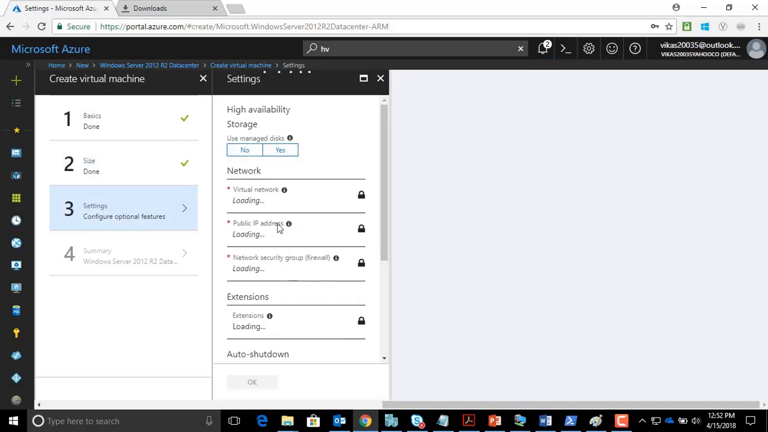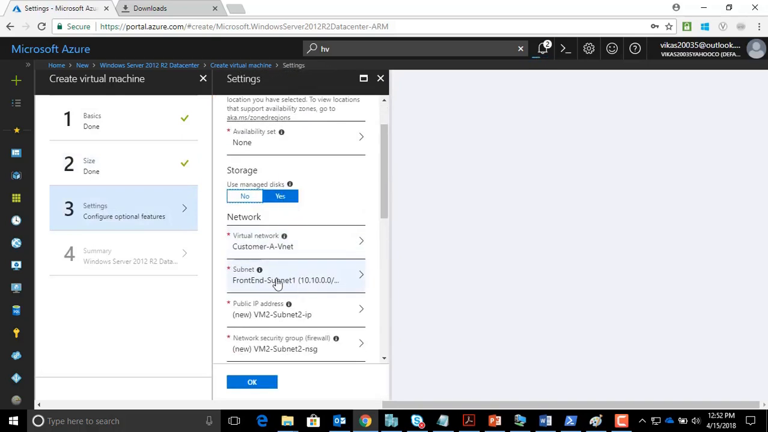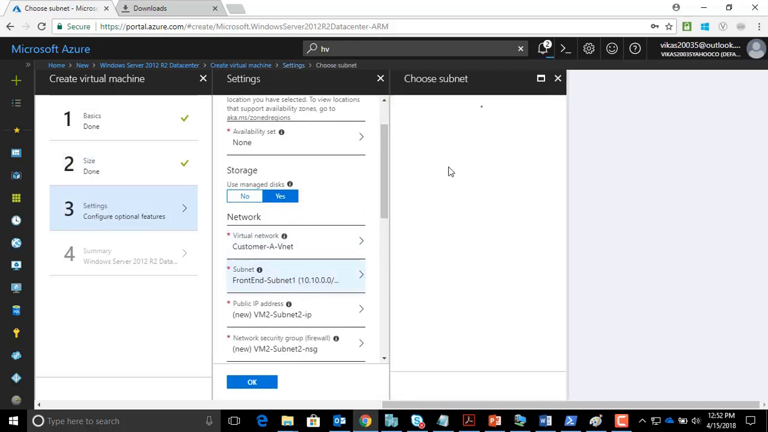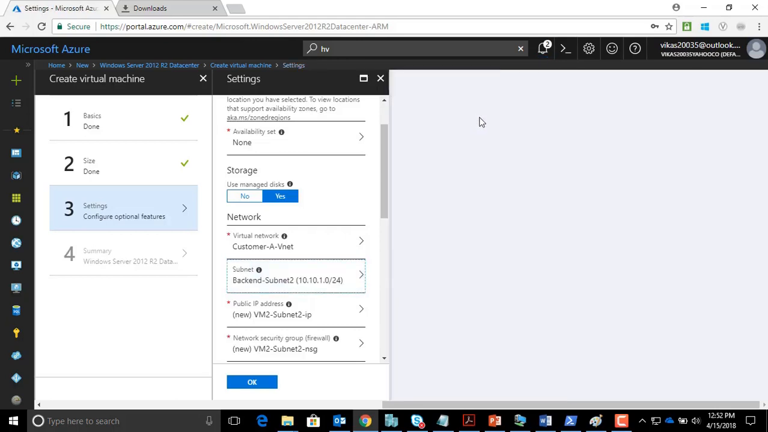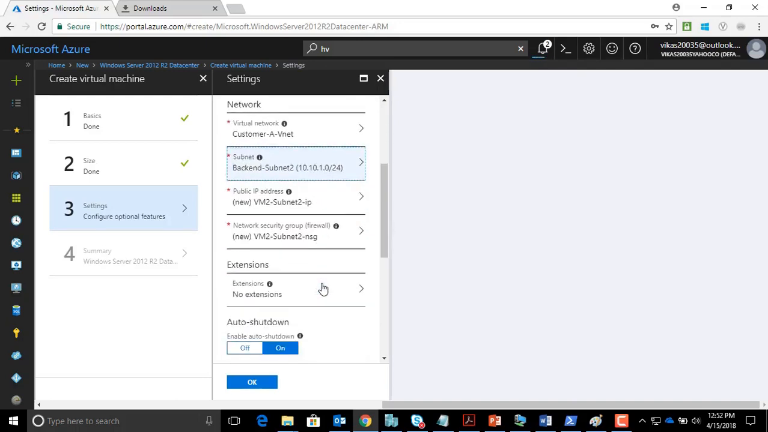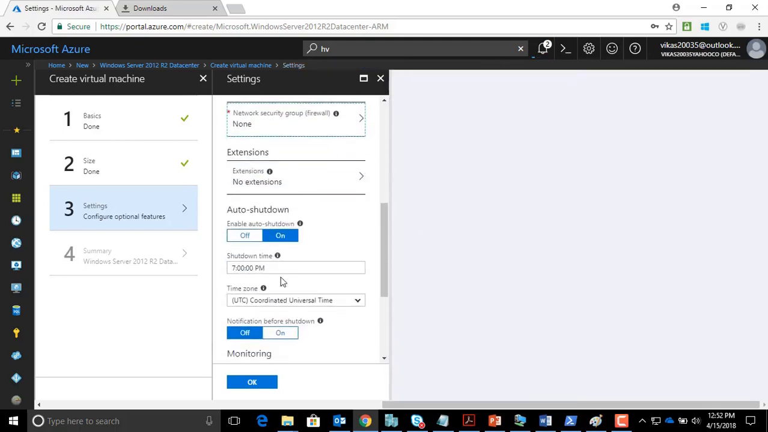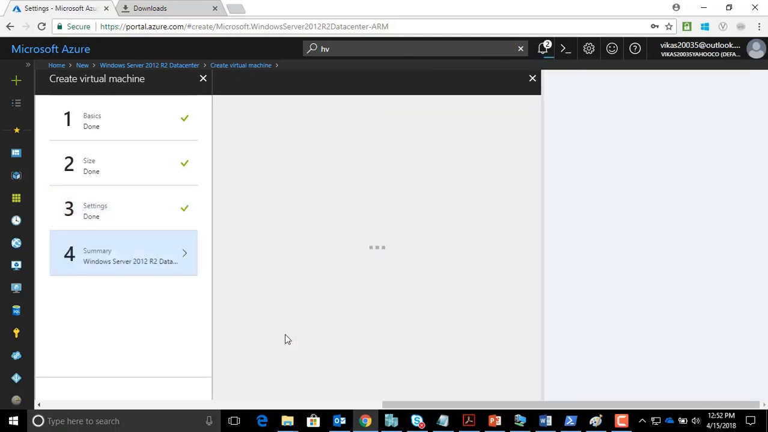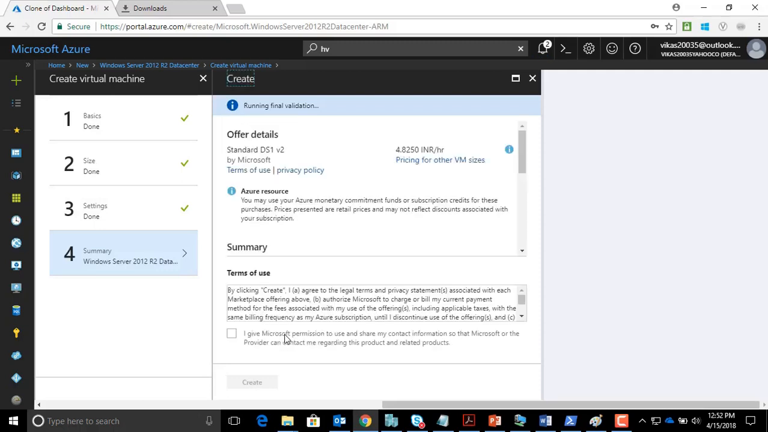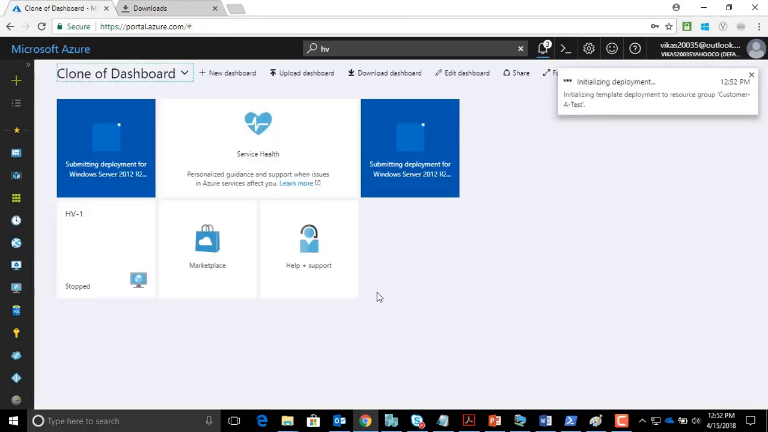In this, everything will be the default setting. Only the subnet will be my backend subnet, which is subnet number 2, 10.10.1.0. So that IP, 10.10.1.4, will be received by VM2. And again, no firewall at VM level right now. And create the virtual machine. So these are the two VMs: one is in subnet 1, one is in subnet 2.